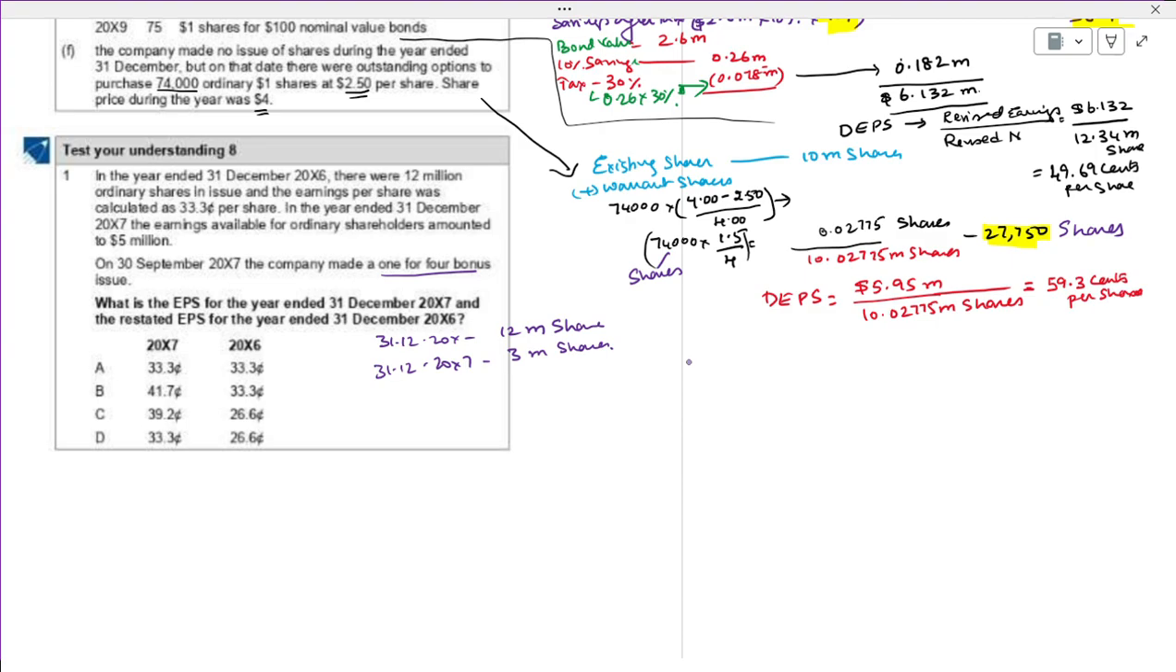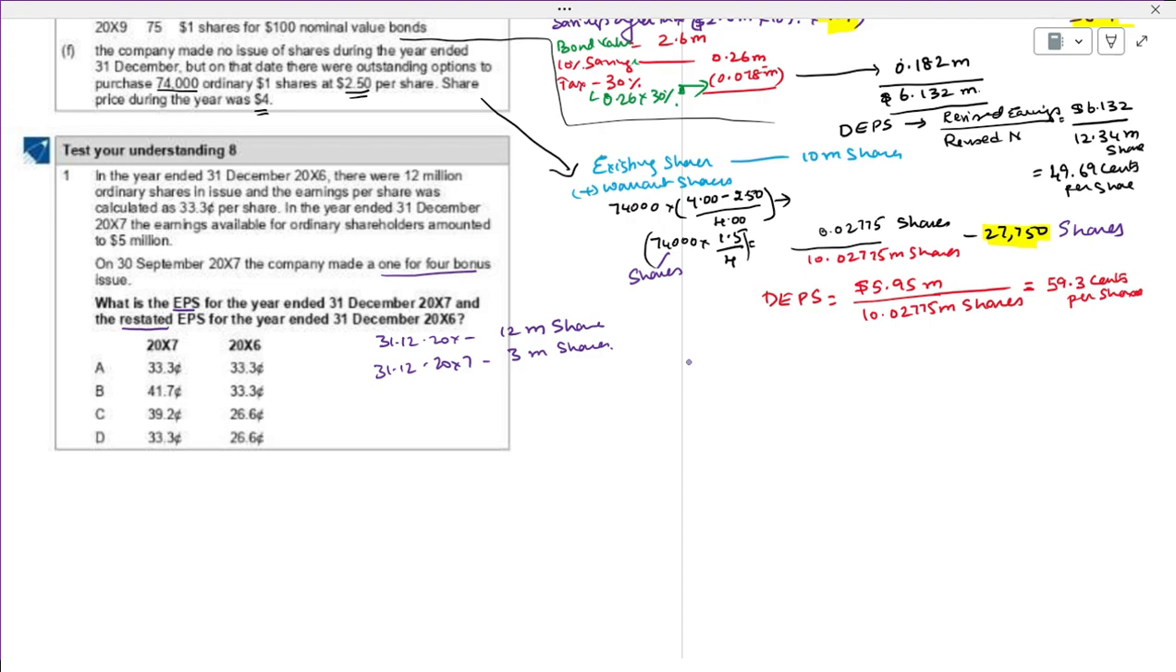3 million shares. Bonus issue. Is that right? The bonus issue is how much? It is 3 million. Now, you see there are two things. If they give it like this, they are asking you two things: one is the EPS, and one is the restated EPS. EPS will be simple.